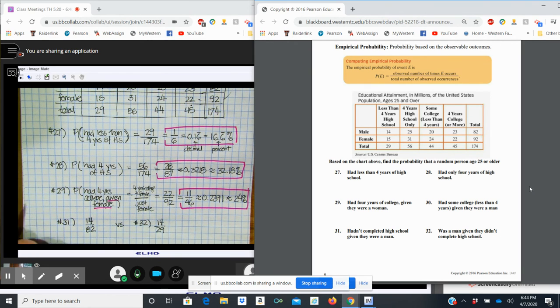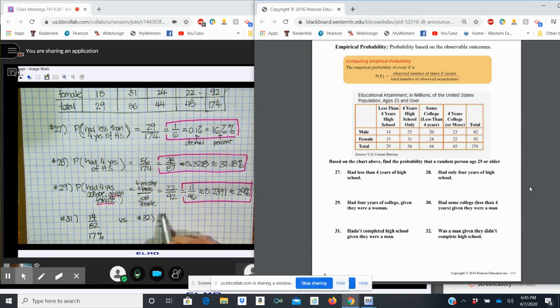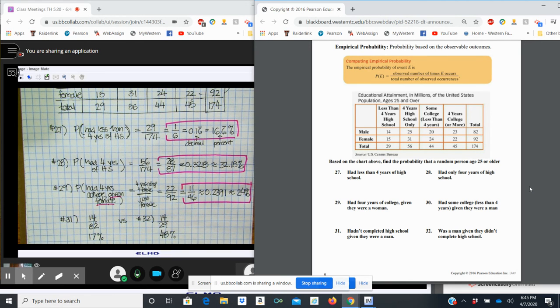And this is how they can get you, right? Because if we look at men that didn't complete 4 years of high school, we're looking at 17%. But if we're looking at those that don't complete high school, 48% of those are men. And it sounds like we're talking about the same thing when we're not. So that's just that probability and where it gets you.